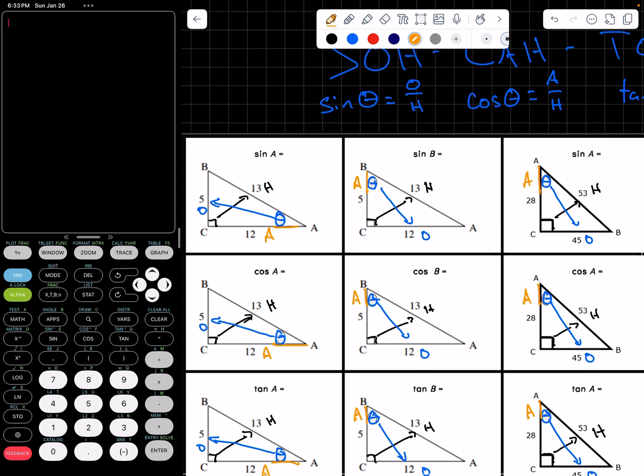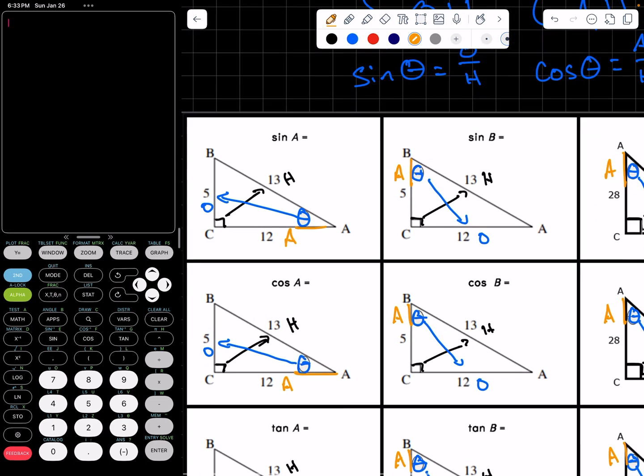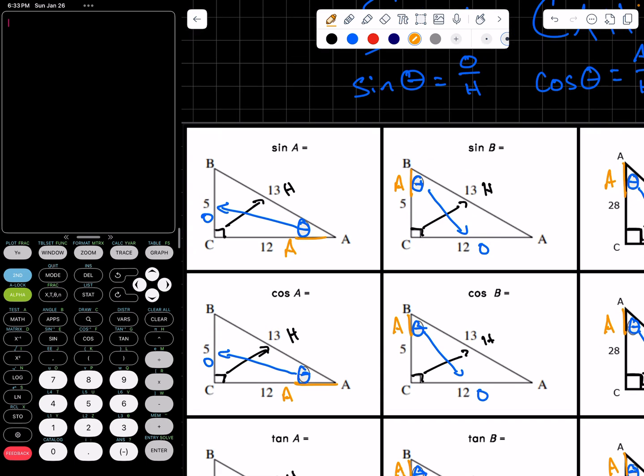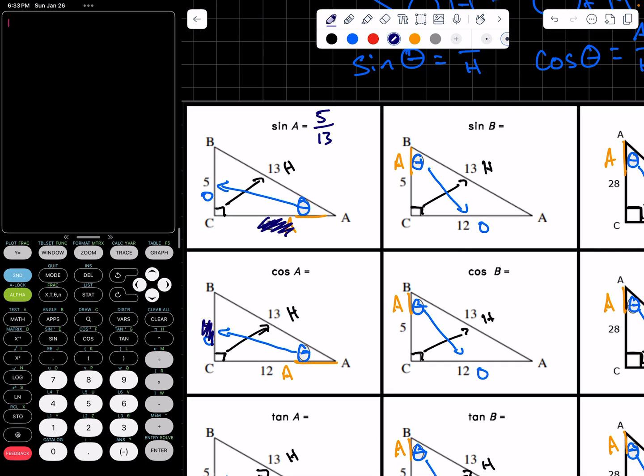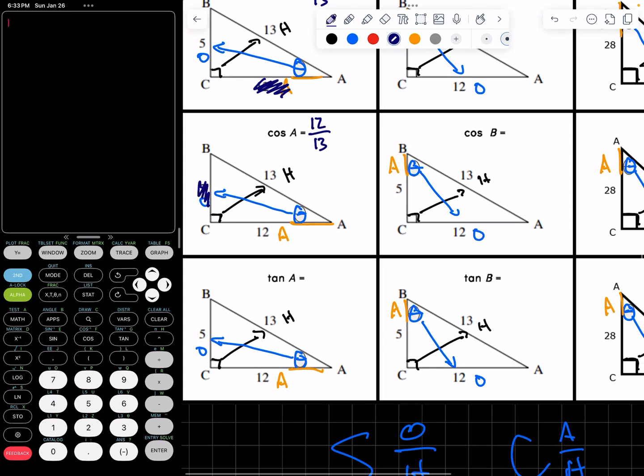So this first one, top left, sine of A, I need my opposite and my hypotenuse. I don't care about what my adjacent side is. So for this first one, I could care less what that is. I just need my opposite, 5, over my hypotenuse, 13. Cosine, I don't care what my opposite is. I just need my adjacent, which is 12, over hypotenuse, which is 13. My tangent, I don't care about my hypotenuse. I'm just going to put my opposite, 5, over my adjacent, 12.